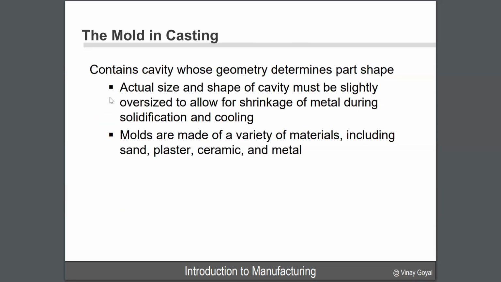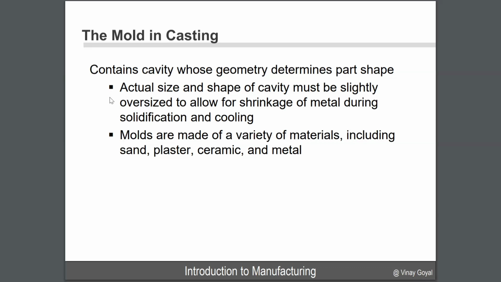The mold in casting typically is what contains the cavity, whose geometry determines the part shape. The actual shape of the cavity must be slightly oversized to allow for the shrinking process. So in other words, you want to make that cavity a little bit larger so that when you have shrinking because of the coefficient of thermal expansion, you're going to have some amount of shrinking during the solidification and cooling process. So you want the actual size to be the one you want, and to do that, the shape of the cavity must be slightly oversized.